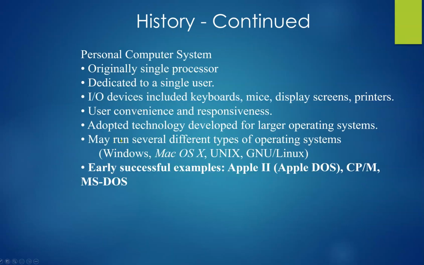Personal computer systems were originally a single processor dedicated to a single user, had keyboards, mice, printers, etc. It was focused on user convenience and responsiveness, and adopted technology developed for larger OSs. There are several different types of personal computer OSs: Windows, Mac, Unix, Linux, etc. Early examples were Apple DOS, CP/M, and MS-DOS.